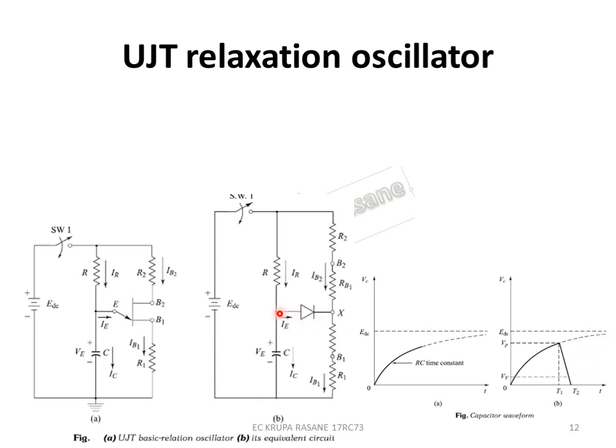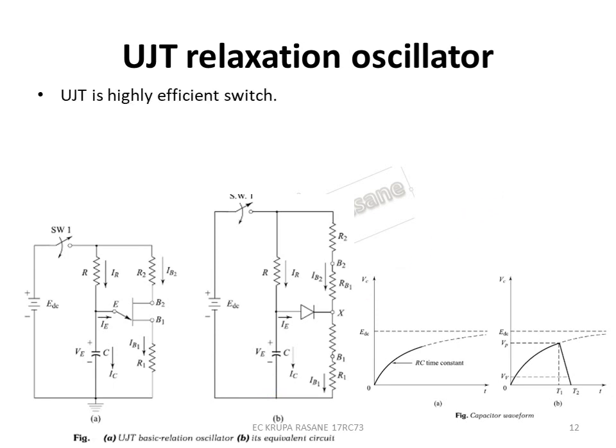It reaches the value of V peak, the diode turns on and the capacitor discharges. It reaches the valley point, the diode turns off, the capacitor becomes open, and again starts charging from the input. So this is how a relaxation oscillator works.